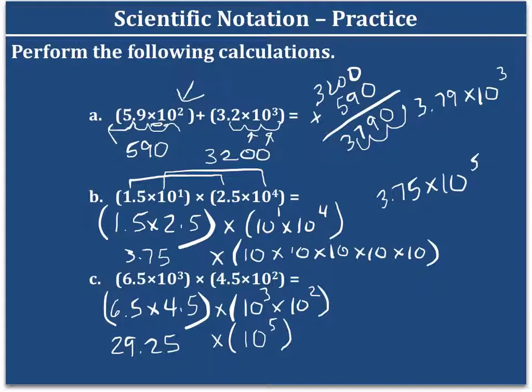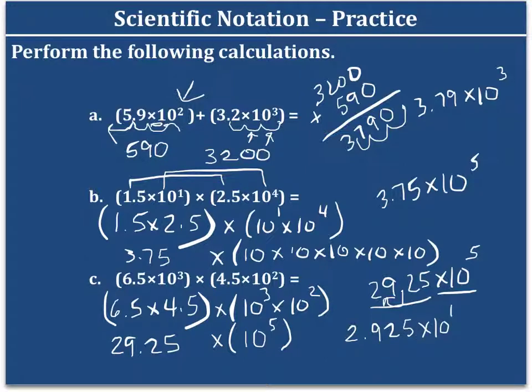Okay, so you might think, all right, 29.25 times 10 to the 5th, there's our answer. But we have a problem because this 29.25, it's not between 1 and 10. So we need to just sort of ignore this piece for just a second. Let's convert this piece into scientific notation. So we need to move the decimal place 1 to the left, and we're going into scientific notation, so that means our exponent is going to be positive. Okay, so we get 2.925 times 10 to the 1.